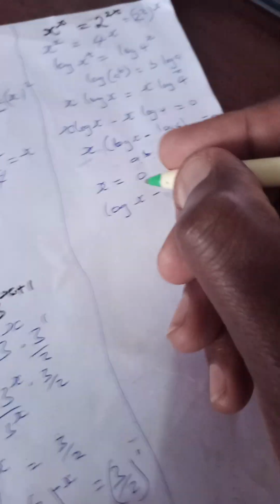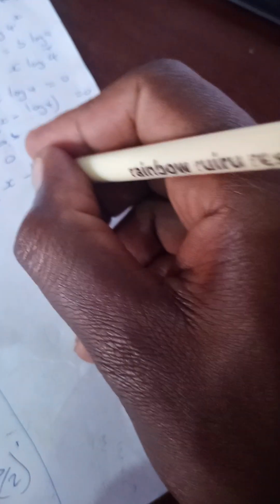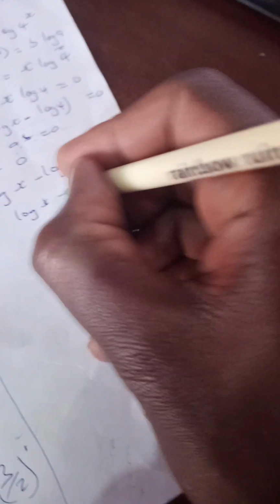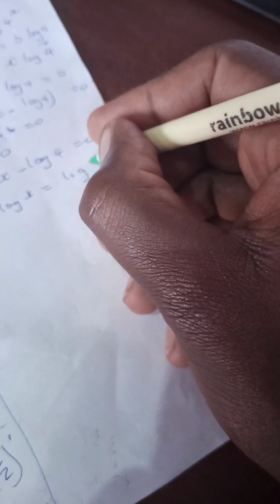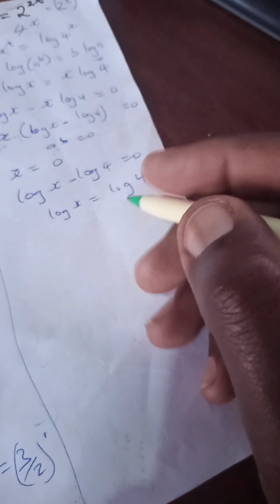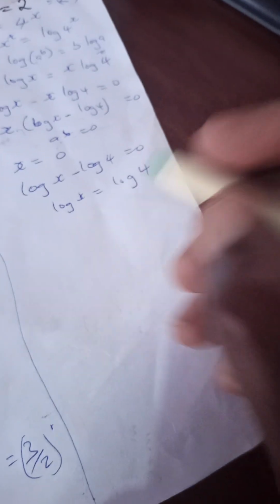That is 1. The other one: log x minus log 4 is equal to 0. So you can equate them: log x is equal to log 4. Since the bases are the same, the logs go, so x is equal to 4, and you can check whether it will give you the same.